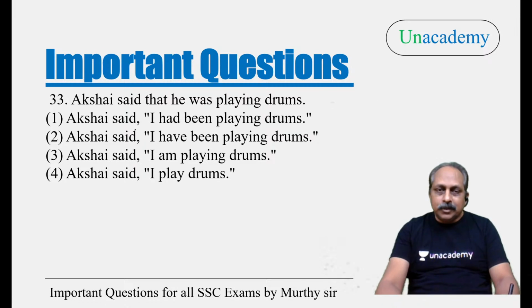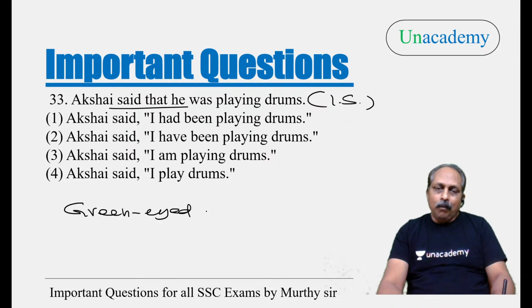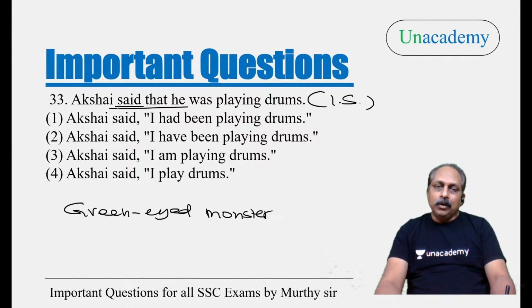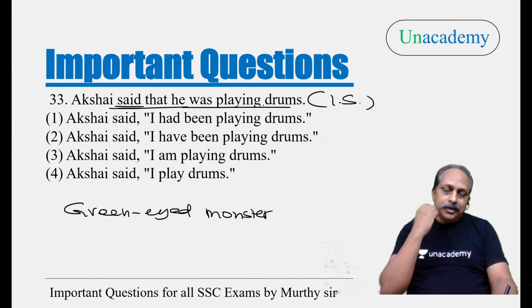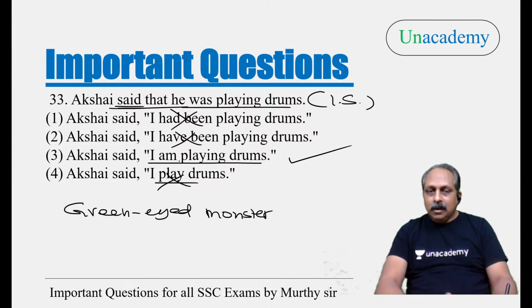Akshay said that he was playing drums, said that it is in indirect speech. You have to find out, that is a green eyed monster. Venkat. Green eyed monster means jealous, jealousy. That's a negative one. This is a positive one. Akshay said, reporting verb in past, he was playing past continuous. Actual statement should be in present continuous. Had been is past perfect continuous, have been is present perfect continuous. I am playing, present continuous. Answer is the third option. I play, present, is not correct. Akshay said, I'm playing drums. Akshay said that he was playing drums. Present continuous tense changes to past continuous tense because the reporting verb is in past.